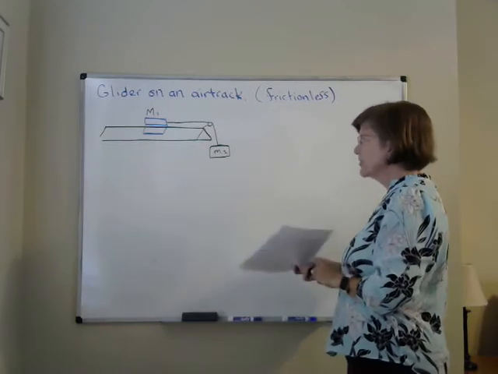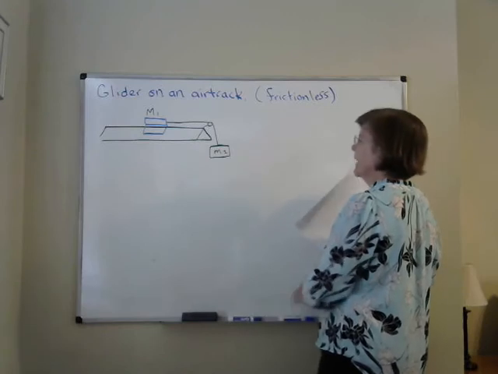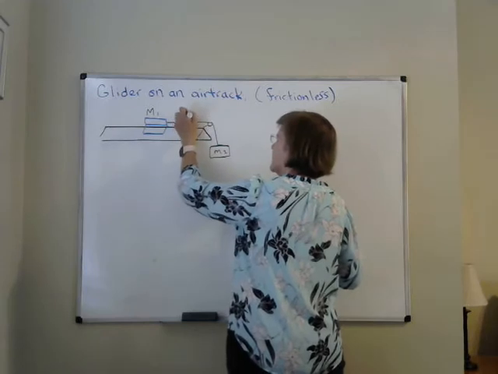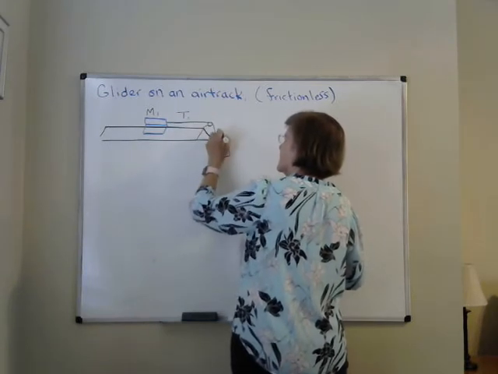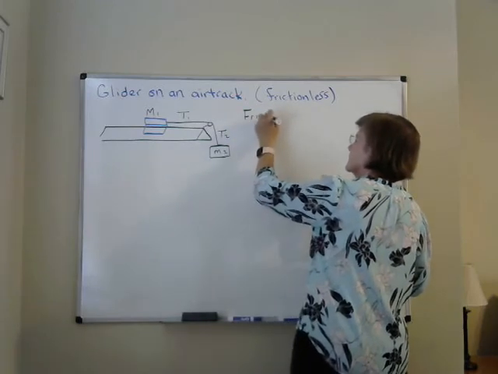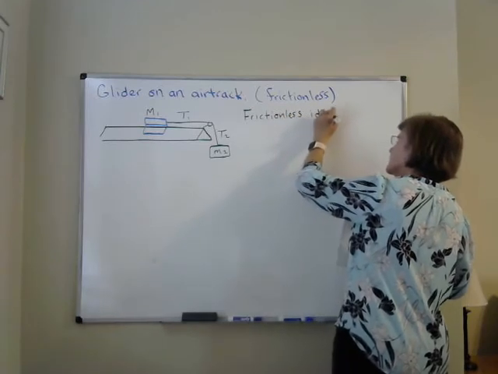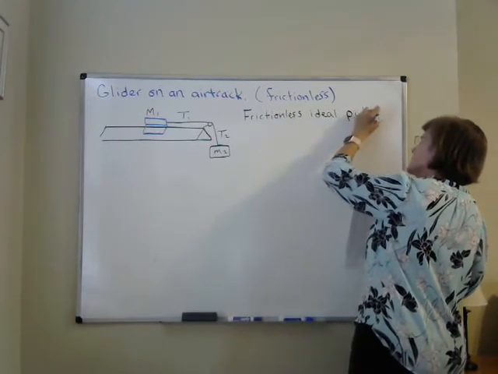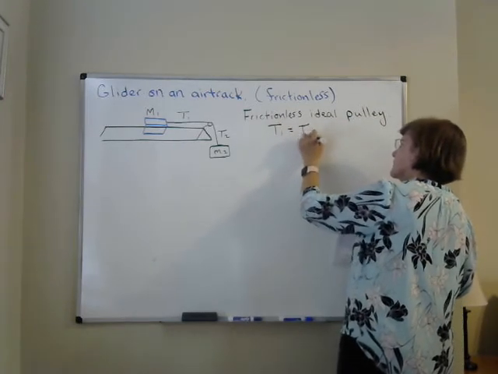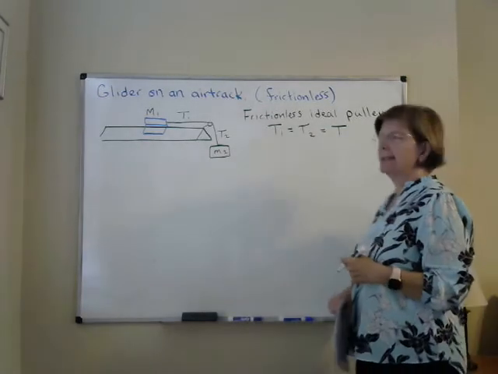So if we have a frictionless ideal pulley, there's a couple of really important ideas. If we have a frictionless ideal pulley, the tension in this string and the tension in this string are the same. So we usually just call that T. T1 and T2 are exactly the same. We're going to call that T.